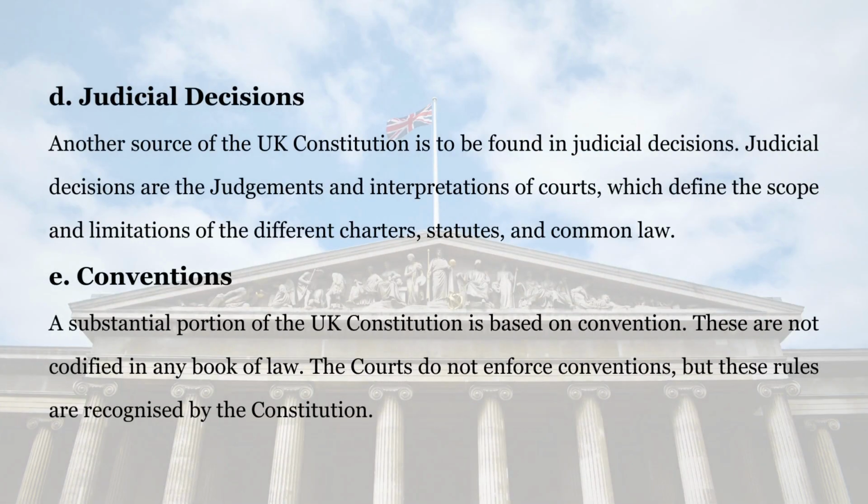D. Judicial decisions. Another source of the UK Constitution is to be found in judicial decisions. Judicial decisions are the judgments and interpretations of courts, which define the scope and limitations of the different charters, statutes, and common law. E. Conventions. A substantial portion of the UK Constitution is based on convention. These are not codified in any book of law. The courts do not enforce conventions, but these rules are recognized by the Constitution.